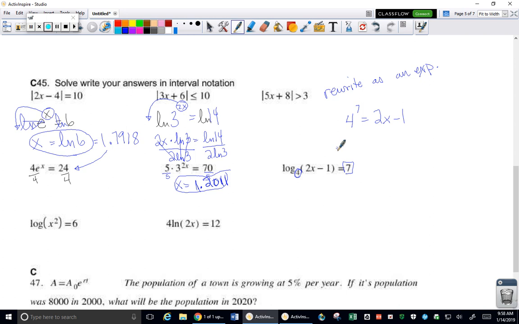Now, 4 to the 7th power is 16,384, my calculator says, equals 2x minus 1. So I'm going to add 1 to both sides and then divide by 2. But the answer turns out to be 8,192.5 as the value of x. That makes this a true statement.